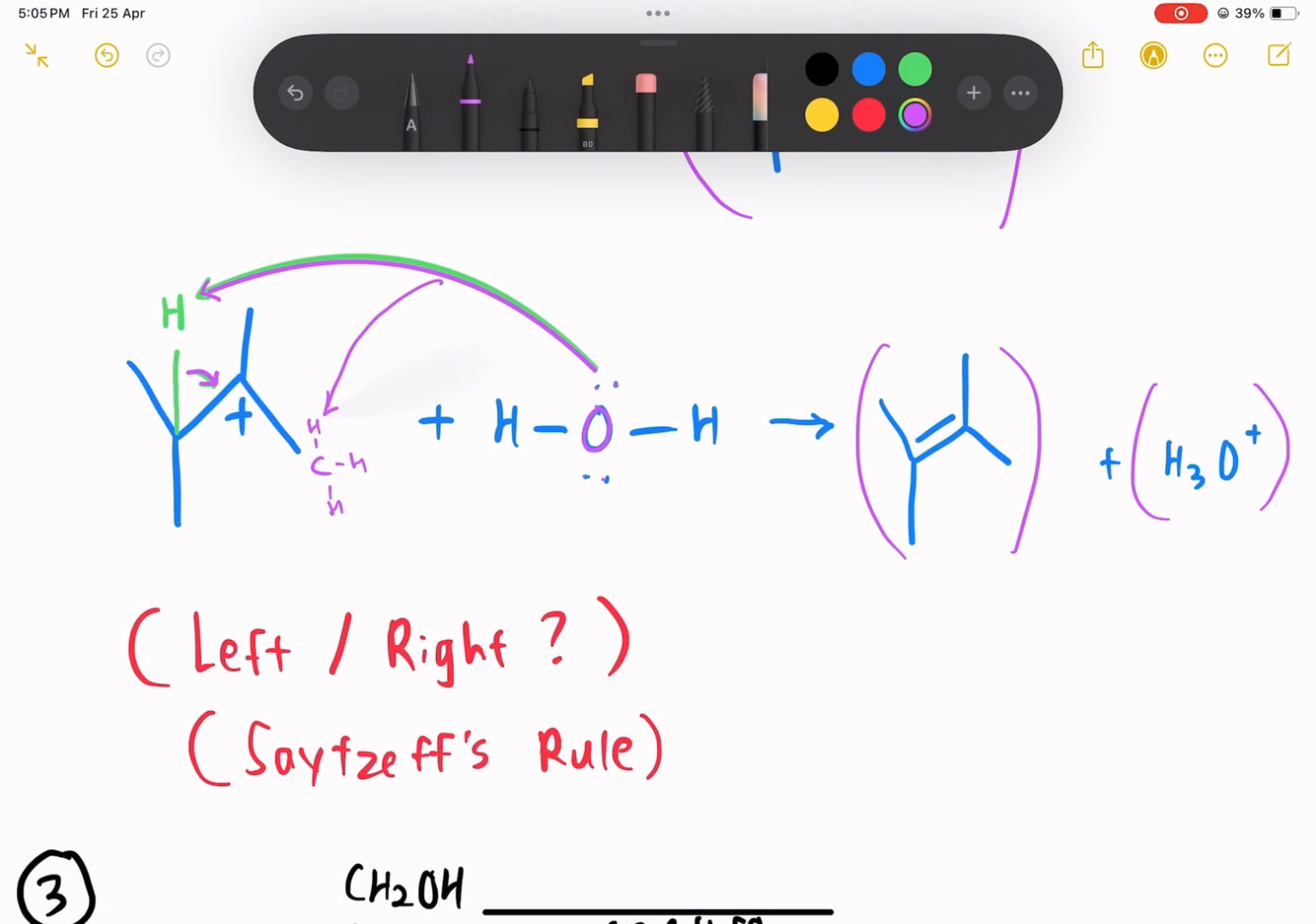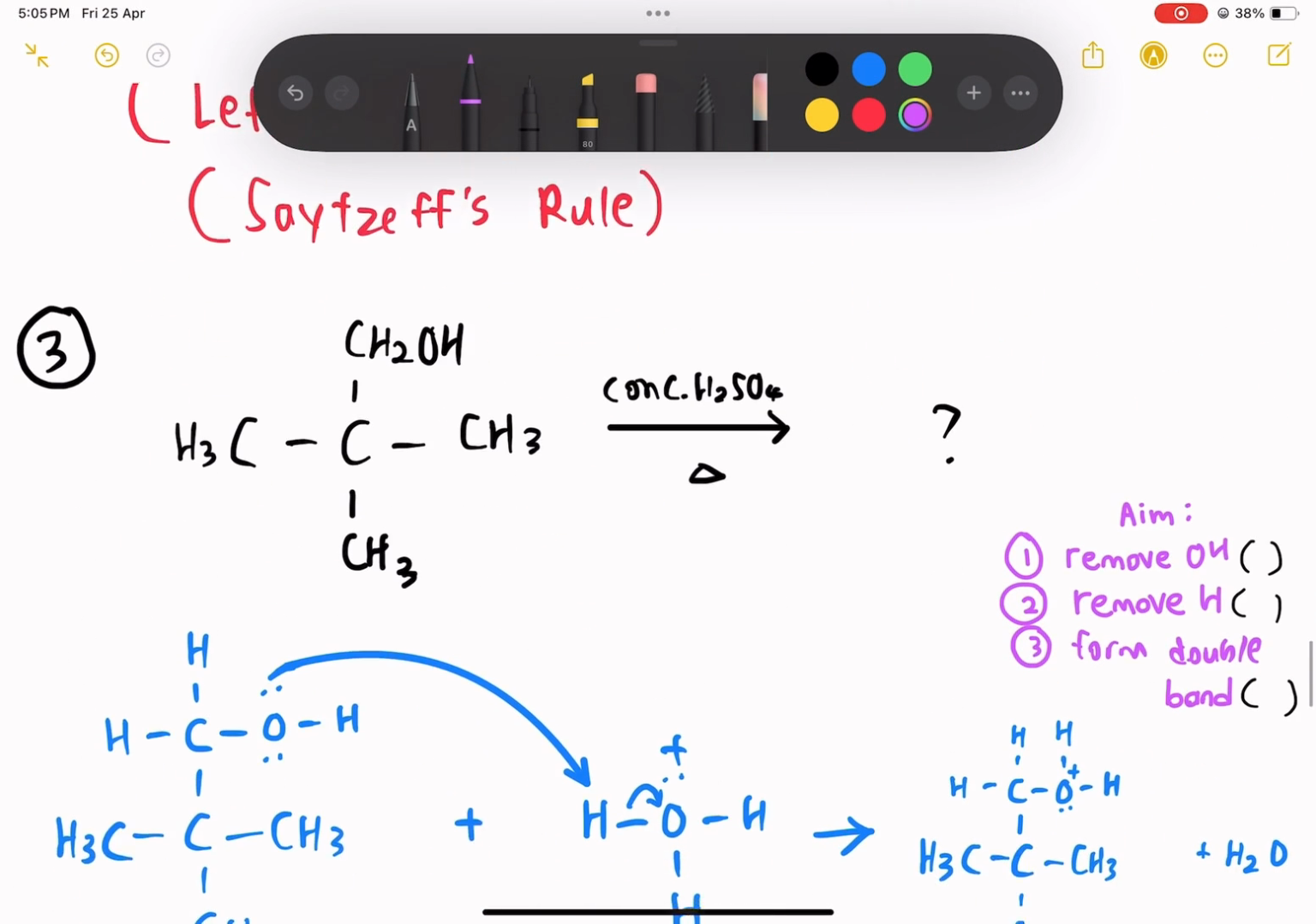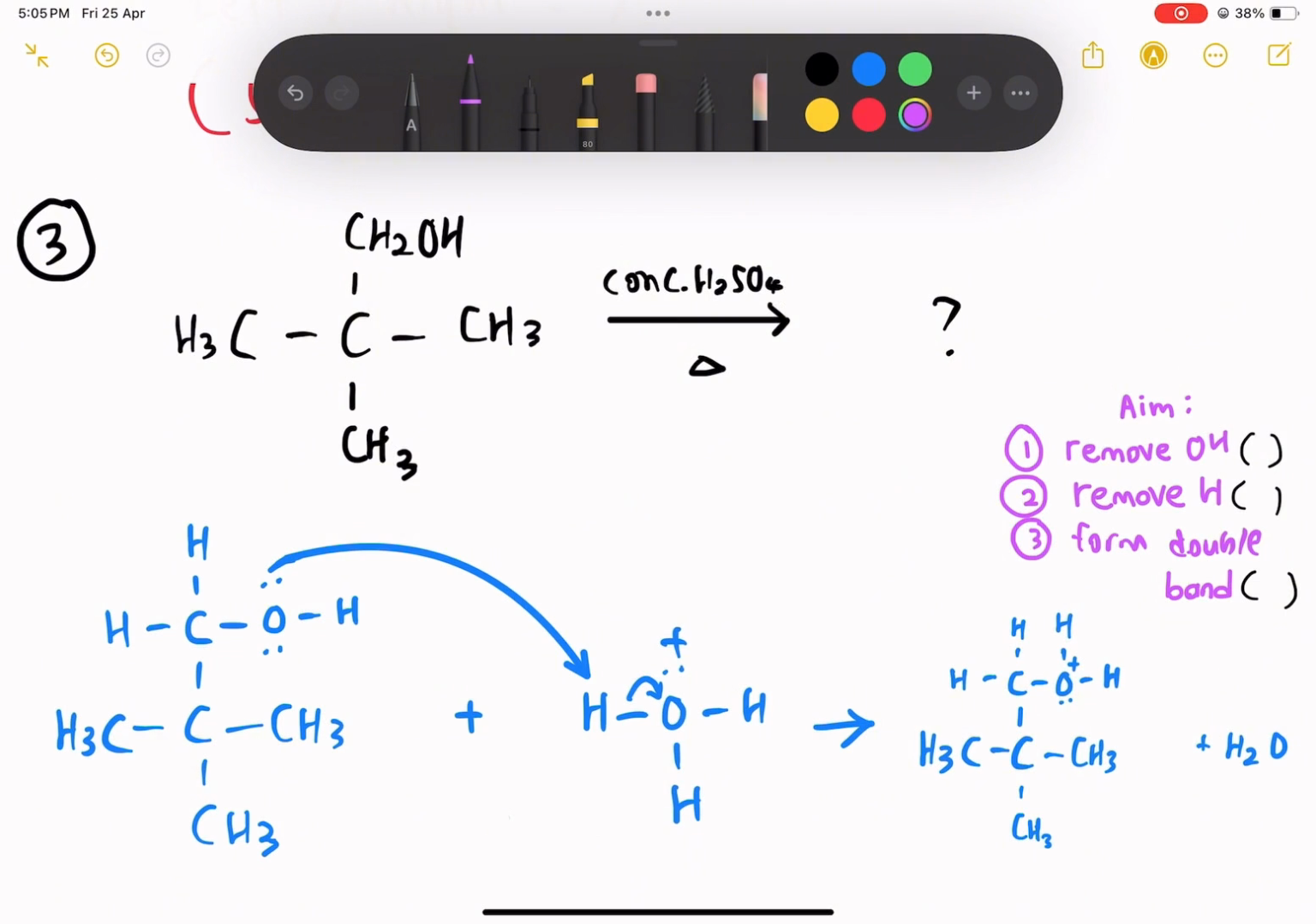It does not attack the H out here, because if you attack this H, the product formed is a minor product, and for mechanism we only consider the major product. The last example is this one. When this structure reacts with concentrated H2SO4 under heat, what will it form? Again, we need to apply the aim just now, which is first remove OH, second remove H, and third form a double bond.